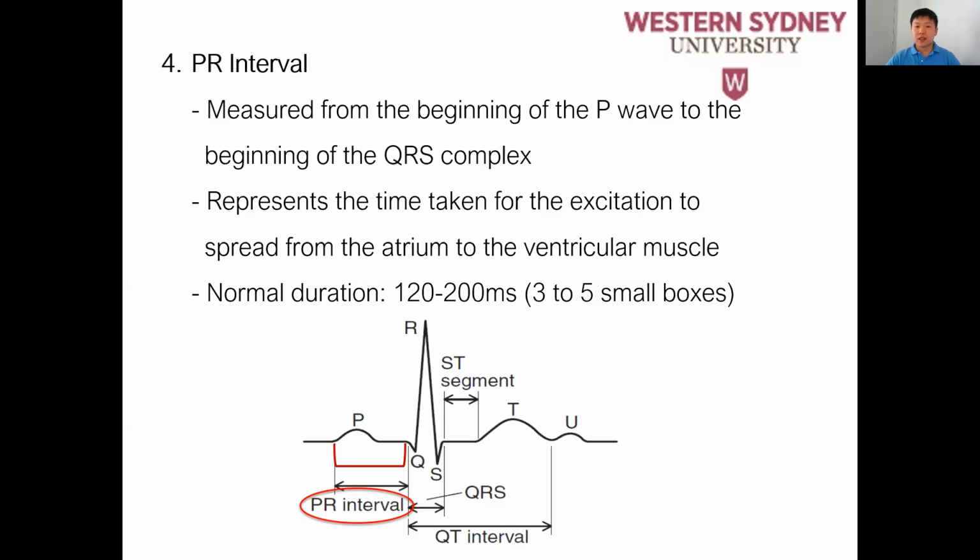You can have some abnormalities with this. You can have a shortened PR interval, and this may indicate, with a possible delta wave, that the patient has Wolff-Parkinson-White syndrome. And if you have a prolonged PR interval, it can represent that the patient has some sort of heart block or AV block, where there's a delay through the conduction of the AV node.